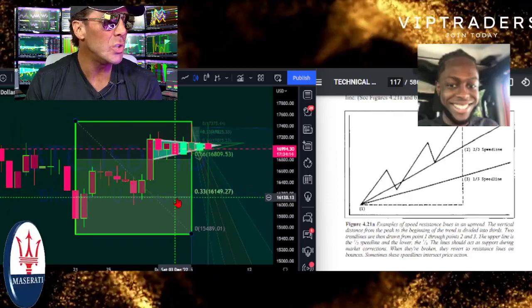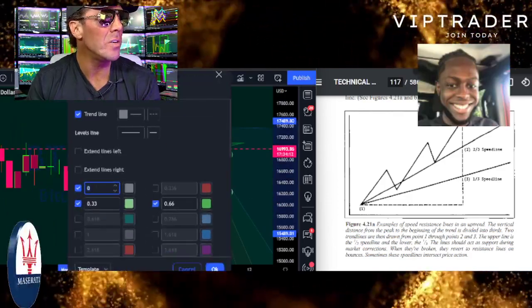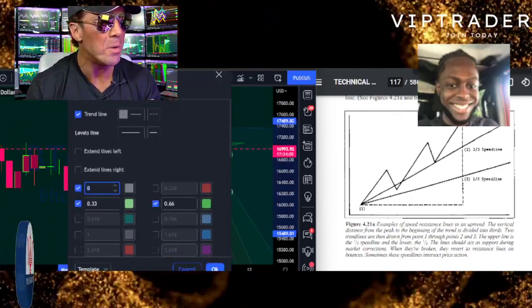As we look to modify the standard Fibonacci retracement, it could not be easier.